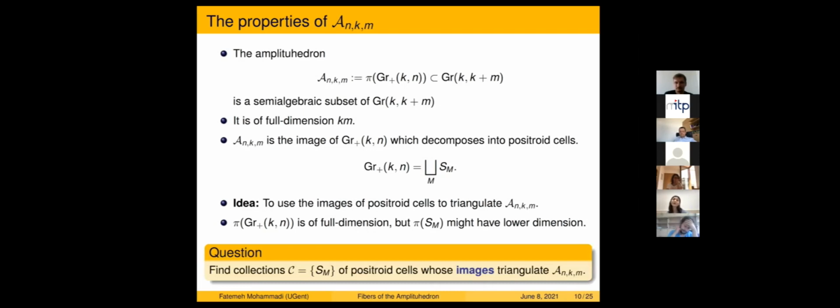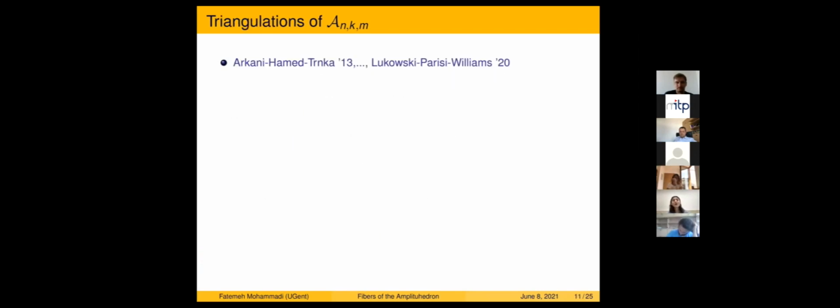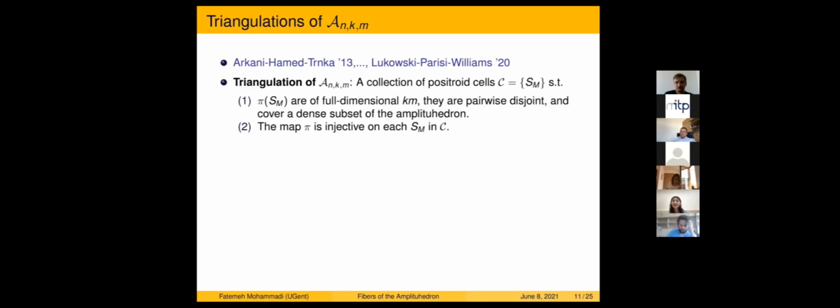Okay, so that would then be the question: to find collections of these positroid cells whose images triangulate the amplituhedron. These triangulations, or subdivisions, of the amplituhedron have been studied a lot. In the polytope case, the triangulation subdivisions, the ones that we saw in the beginning, had a precise definition. So here I would like to recall the notion of triangulations of the amplituhedron, because the amplituhedron is no longer necessarily a polytope.